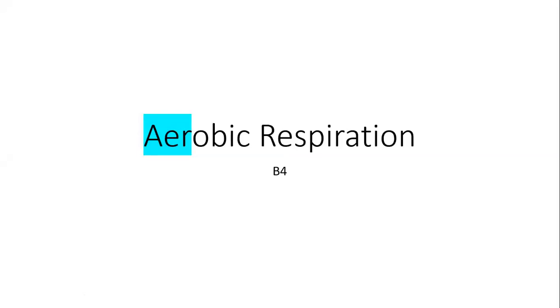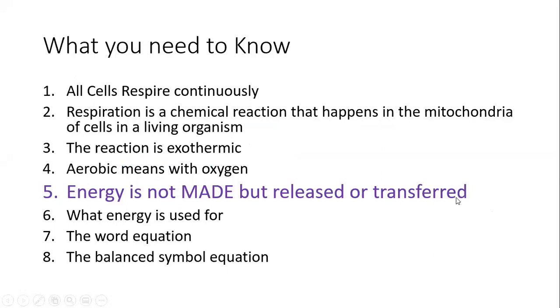Aerobic respiration, B4. Aerobic, the clue's in the name, air tells us this respiration requires oxygen. There are 8 things that you need to know from this video. Firstly, all cells respire continuously. Secondly, respiration is a chemical reaction that happens in the mitochondria of every cell in a living organism. Thirdly, the reaction is exothermic.